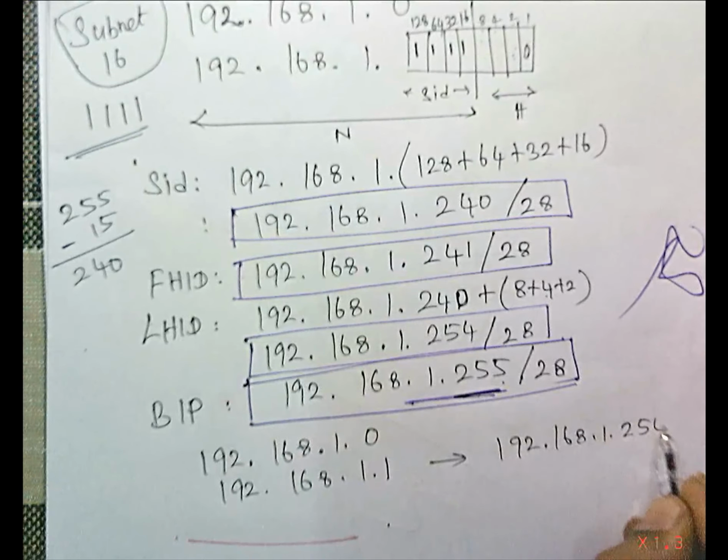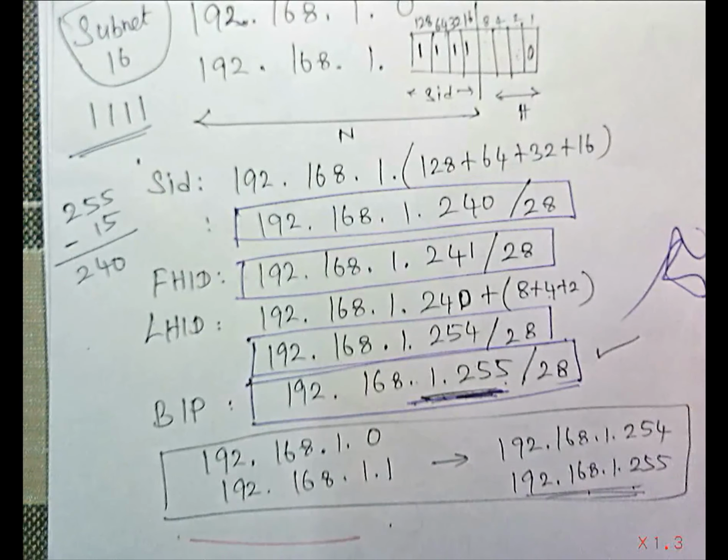So this is before subnetting. Now after subnetting, this is going to be the broadcast for the last subnet. That means we can do a cross check, and what we have done is correct. So this is the end of problem number 3 in lab 2.